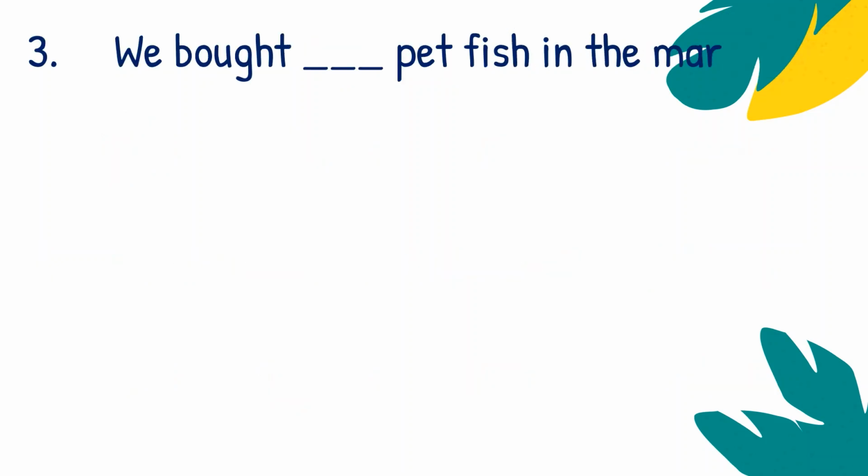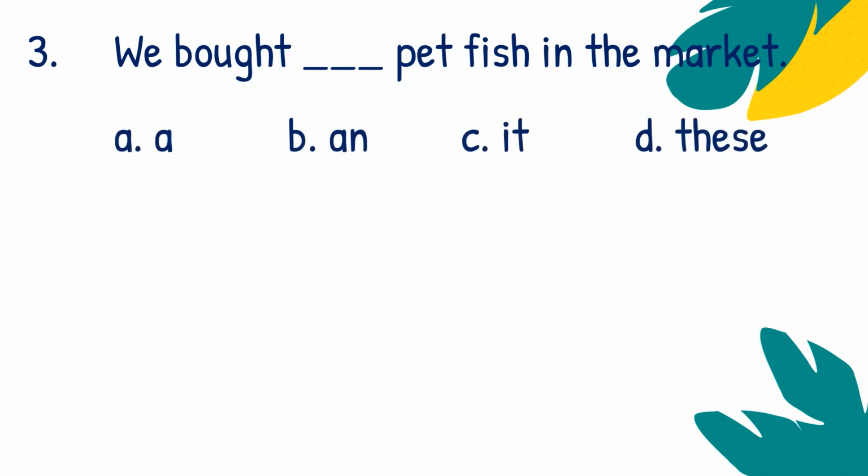Number 3. We bought blank pet fish in the market. A. A, B. An, C. It, D. This. And the correct answer is letter A. We bought a pet fish in the market.